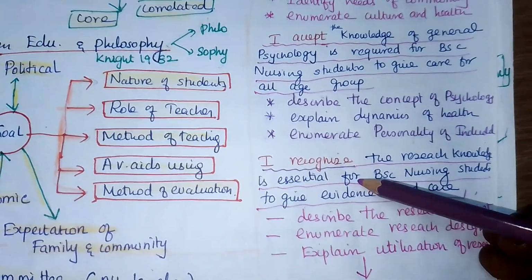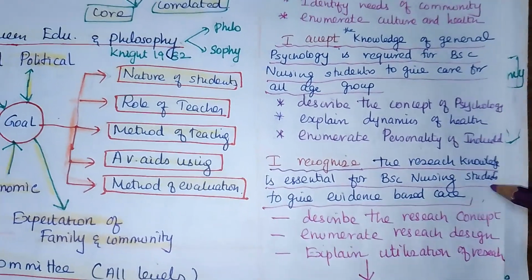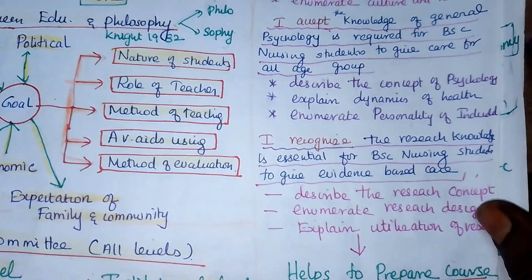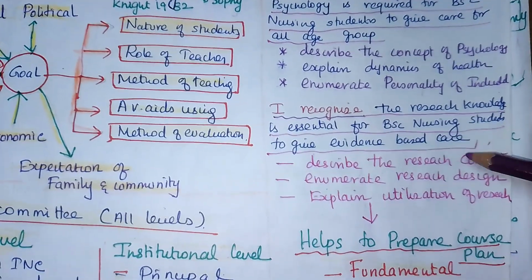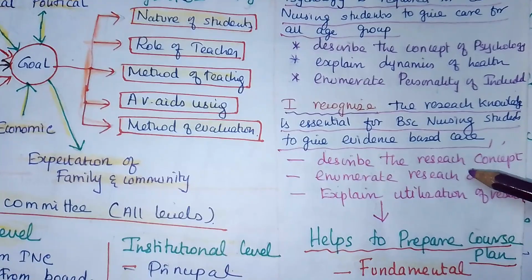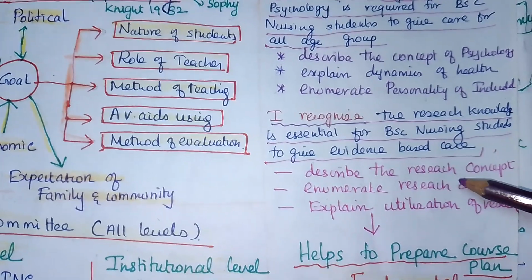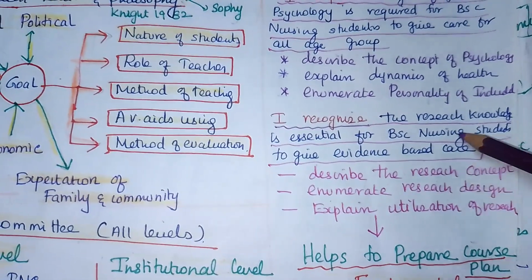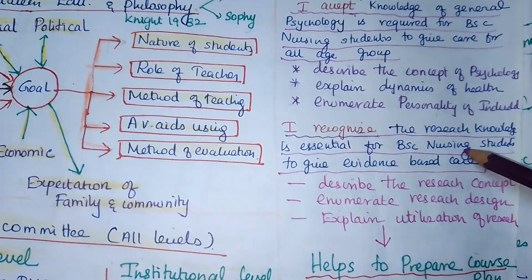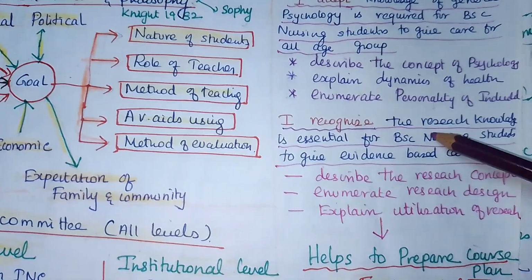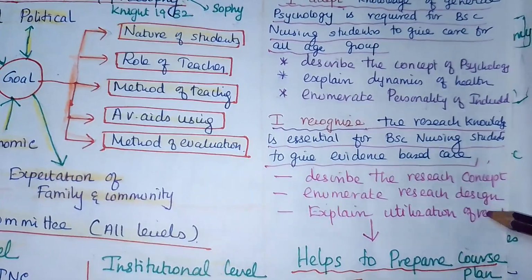I recognize the research knowledge is essential for BSc nursing students to give evidence-based nursing care. That is the expectation from the society. Right or not? Indian society as well as foreign society expect research knowledge for the nurses. They are not recruiting GNM nurses now. They all want BSc nursing students in foreign countries. Why? Because research is given much importance in the BSc nursing curriculum. So that is the philosophical statement to develop the research course: describe the research concept, enumerate the research design, explain the utilization of research.